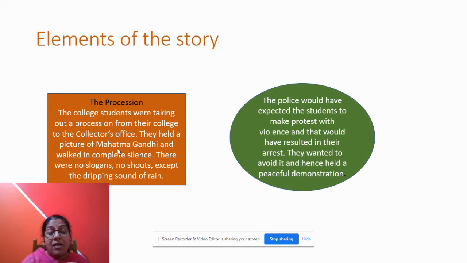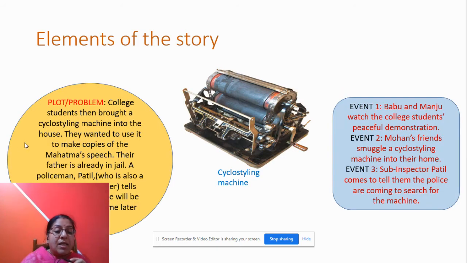If they had shouted or made some violence, the police could have arrested them. But that did not happen, and the crowd also wanted to avoid it. So they conducted a very peaceful demonstration of the procession. Now, what is the problem in the story? As I told you, they had the procession, they came back home.